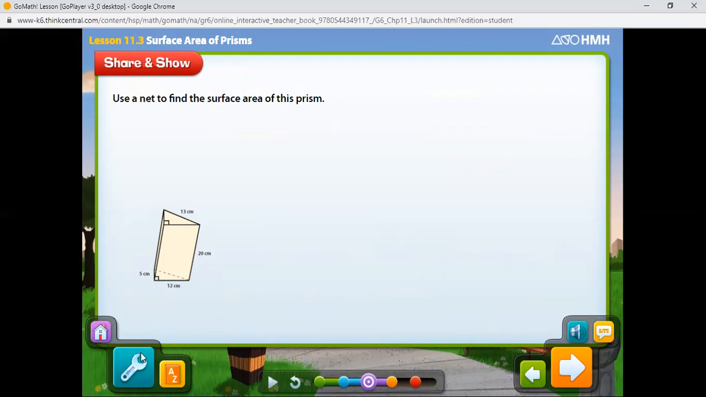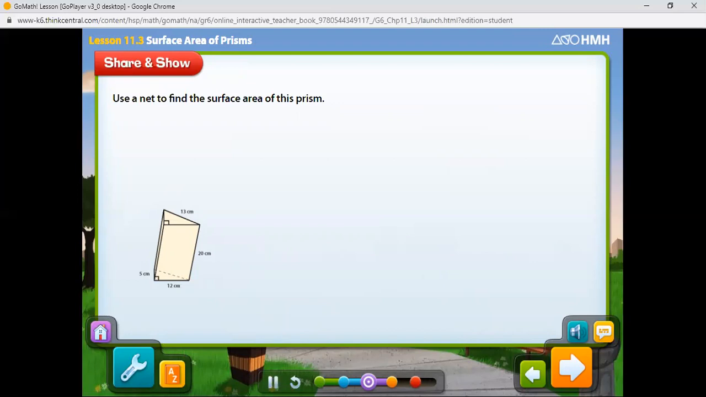Now, why did I forward that part? Because we already know how to find the surface area of a rectangular prism and of a cube. This is something new for us, the triangular prism. So that's why I just dragged it. You just watch this and then we'll go back and do the questions in the book.